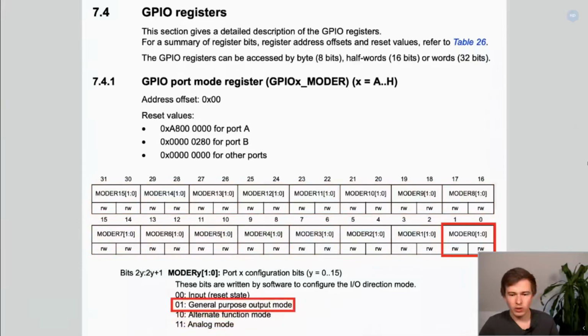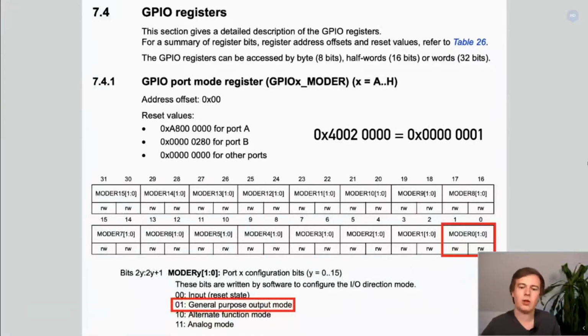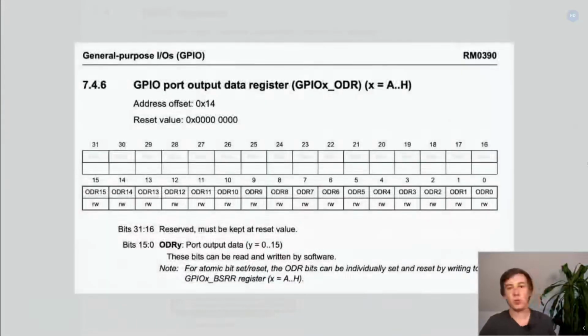Now, let's say we want to set a pin to be an output. All we have to do is set the least significant bit of this address to 1. And so, for example, we would just write 1 to hex 4002. Now, to turn this pin on, because so far we've only set it to be an output, we haven't turned it on or off yet.